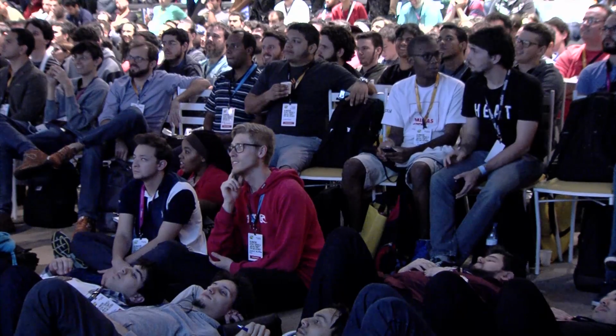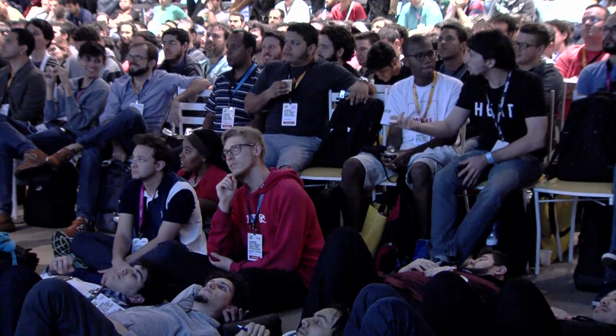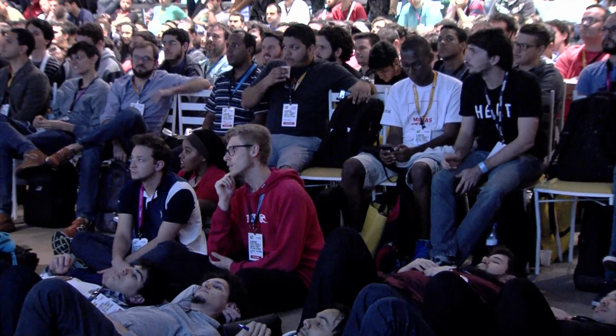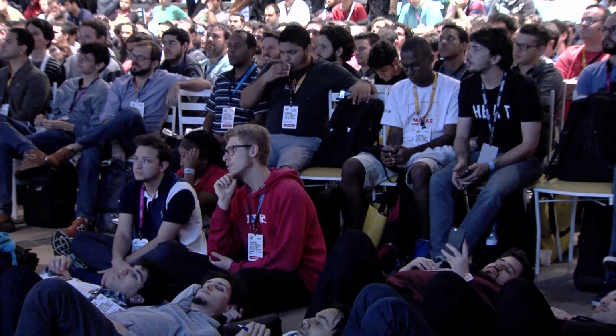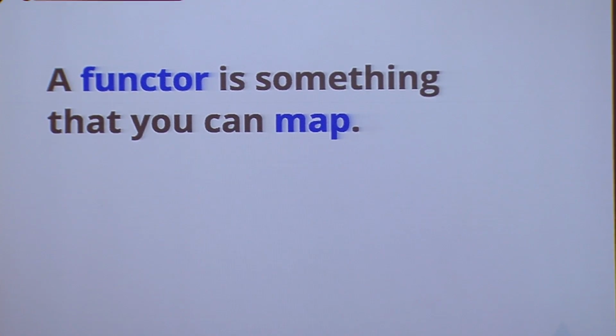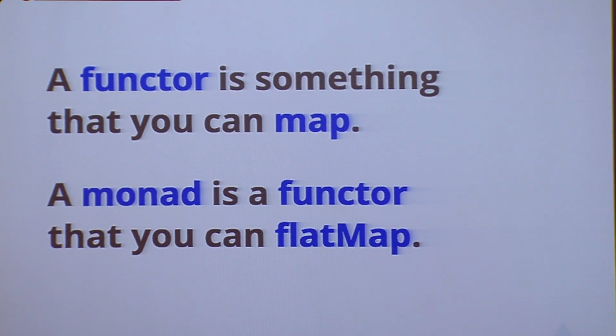Fantastic. So if you understand these 2 sentences right now, you can go away, have a cup of coffee, because you already understand everything that I'm going to tell you in this talk. The 2 sentences are: a functor is something that you can map, and a monad is a functor that you can flatMap. So tonight we're going to try to chip away at these 2 sentences and hopefully understand them at the end.